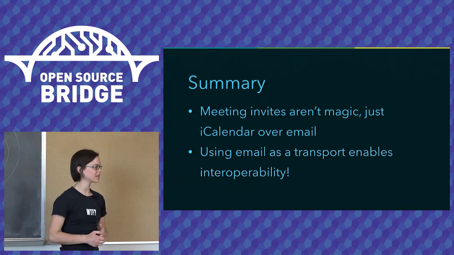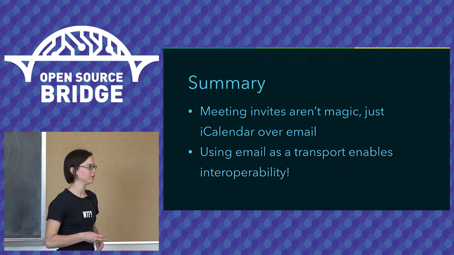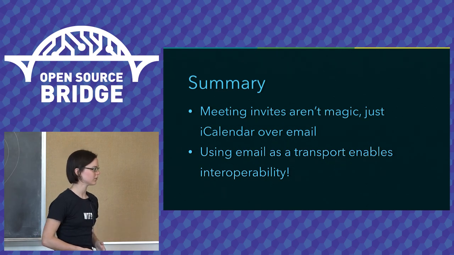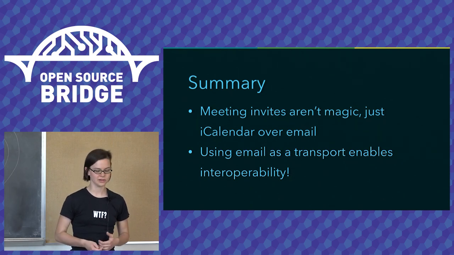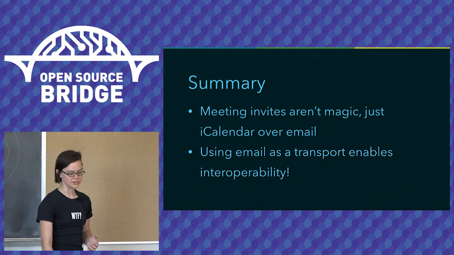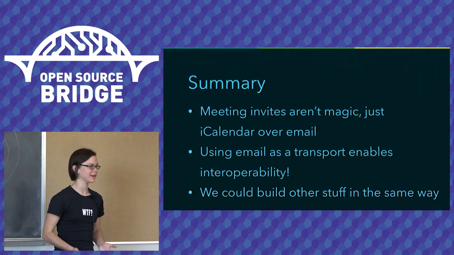Two, using email as a transport enables interoperability between systems. So Google Calendar can talk to Sunbird running on your local machine, can talk to Outlook running on someone else's computer. And because it's using email to send the data, you don't have to worry about where that account lives or what application is consuming it. And we could build other stuff in the same way.